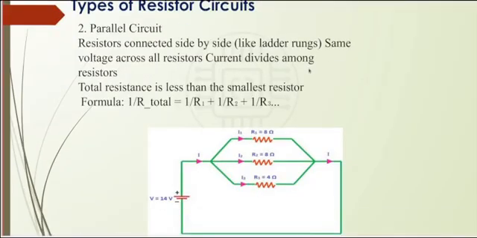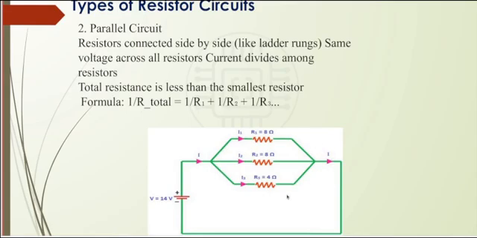The parallel circuit means resistors are connected side by side, like ladder rungs. So the same voltage is across all resistors, and here the current divides among the resistors. Total resistance is less than the smallest resistor. So 1 by R total equals 1 by R1 plus 1 by R2 plus 1 by R3.